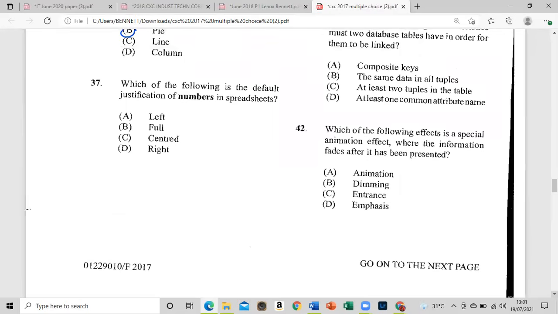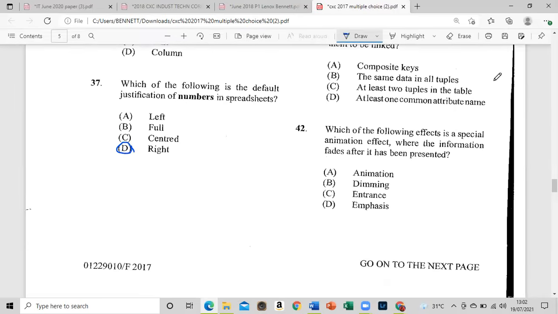Which of the following is the default justification for numbers in a spreadsheet? A, left, B, full, C, centered, or D, right? That's the answer for that, guys. D. Right. Let's move on to 38.